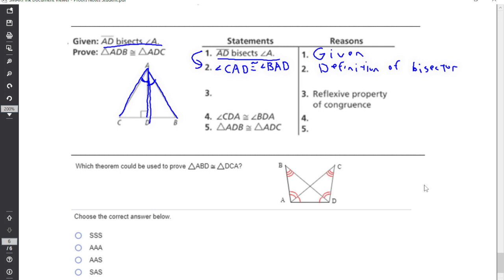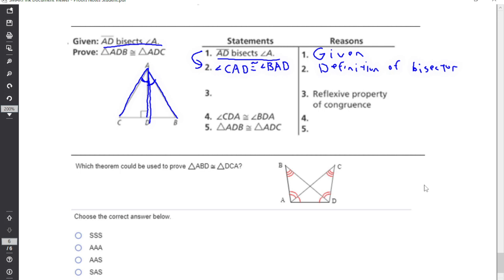All right, so pause here. I want to see if you can do those last 3 steps. Fill out what you would need to say for those last 3 steps. All right, let's see what we have.